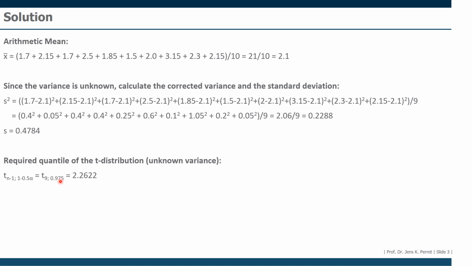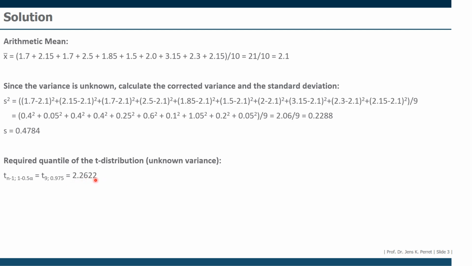It's not 0.95 because it's a two-sided interval. For one-sided, it would actually be 95%. Here it's two-sided, so the error is distributed evenly on the left and the right. So we have 2.5% on the left side, 2.5% on the right side. Well, we look up this quantile and in the table we get a value of 2.2622.